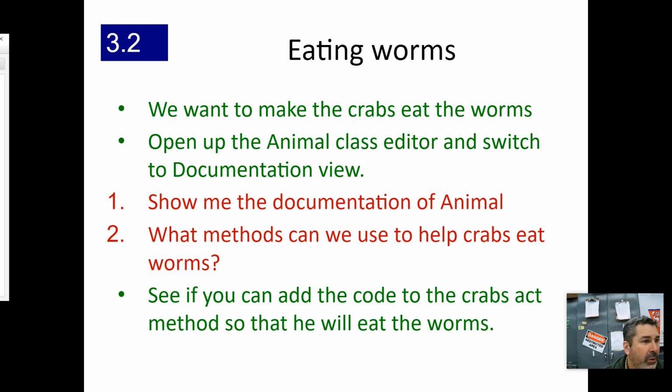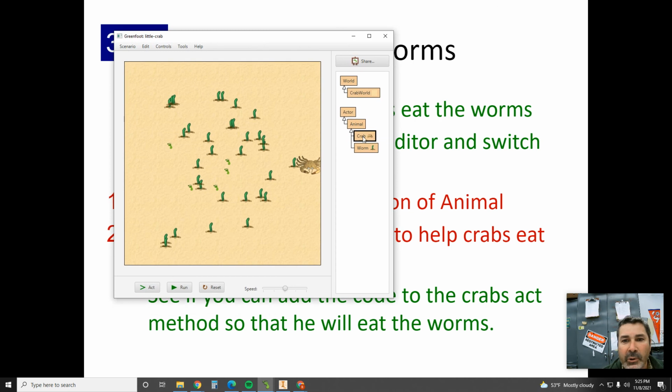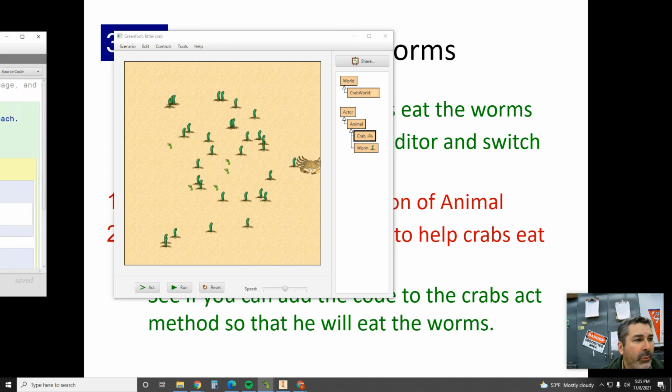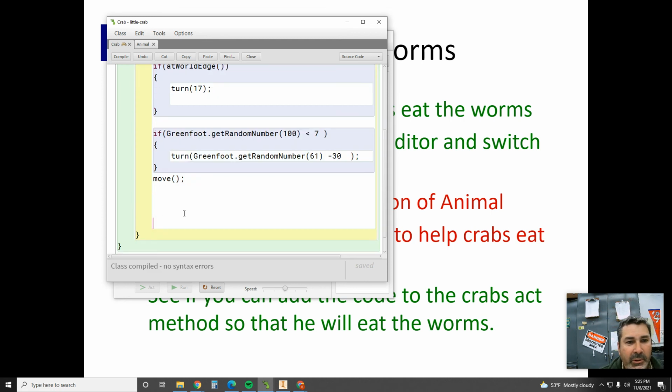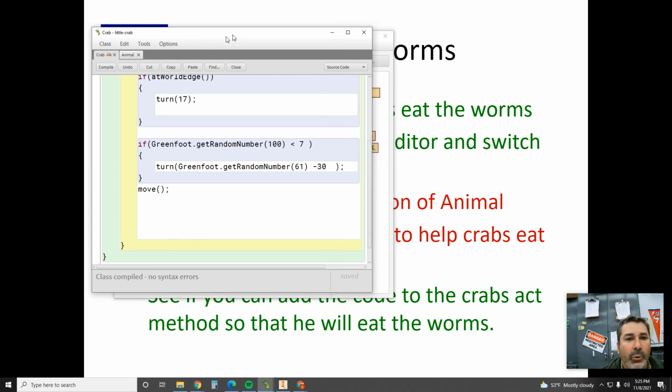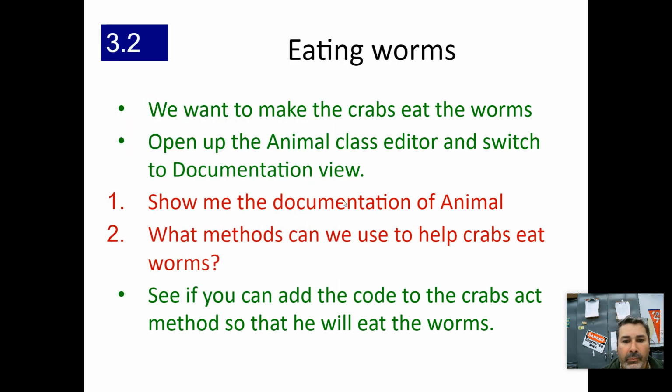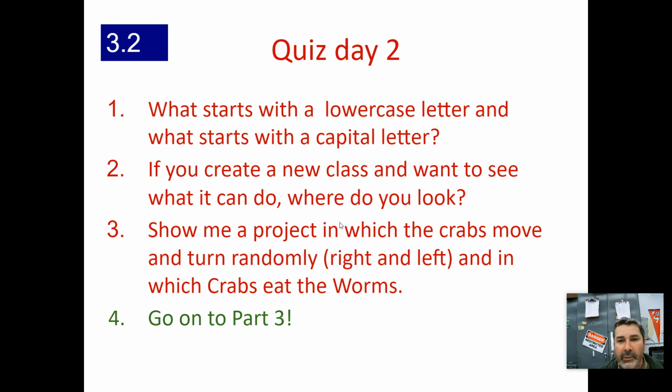Okay, here we go. So here's our project. Here's our crab. So your job is to go to the crab's act method. You're going to click right here after move, hit enter a couple times. You're going to try to add some code right there. You're going to use an if statement, and you're going to see if you can get the crab to eat the worms. And if you can't do that, ask me for help. I'm not showing you right here.